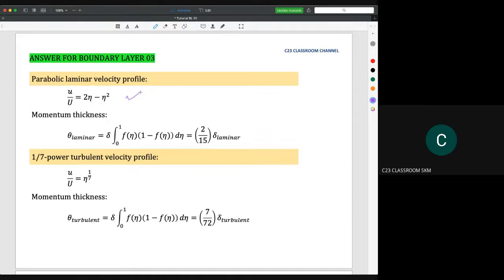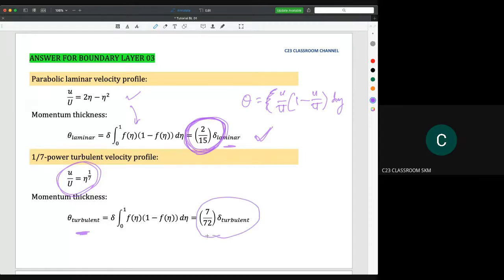Let's say this is the theta for laminar, and if you substitute the value of eta here, you will get 2 over 15 delta. Here, just to differentiate between calculation in laminar and calculation in turbulent, I put delta laminar here. You also could solve this problem by using the common theta equals integral of u over U times 1 minus u over U dy. So you could solve by this one. Please try this at home. So this is the value, 2 over 15 delta laminar. And then if we use the 1/7 power law, the momentum thickness turbulent will give 7 over 72 delta turbulent.